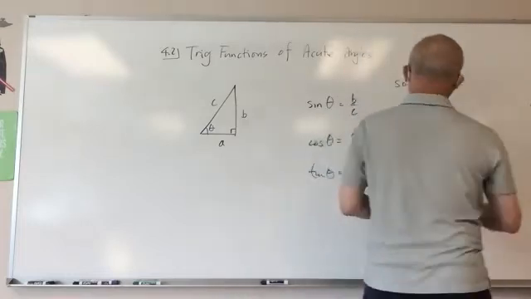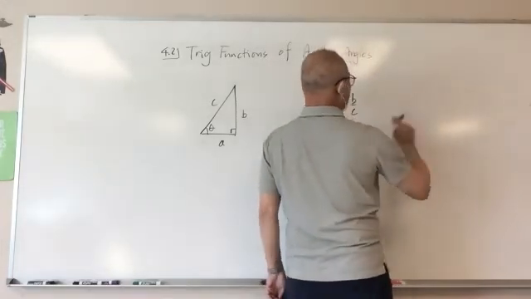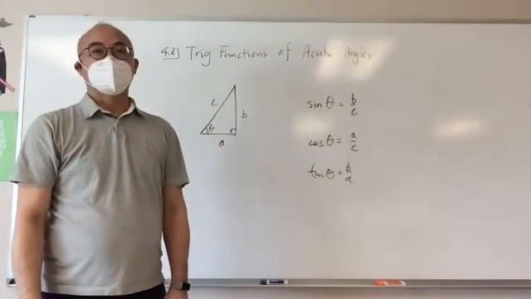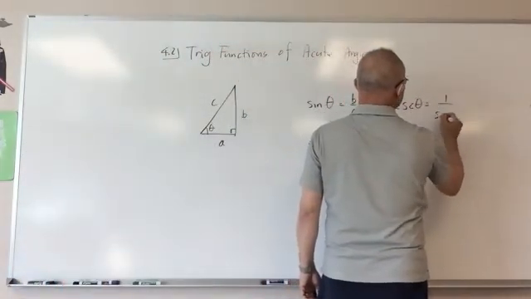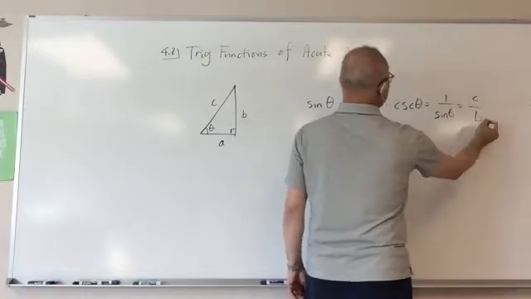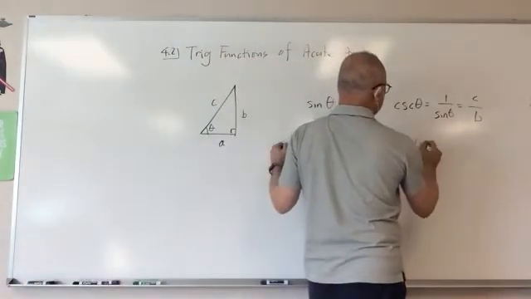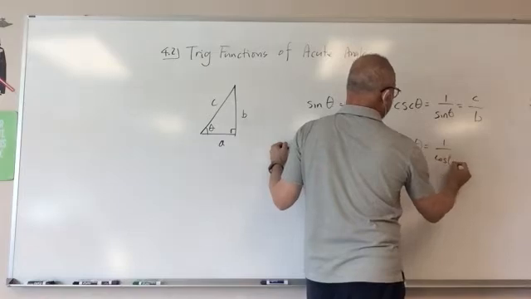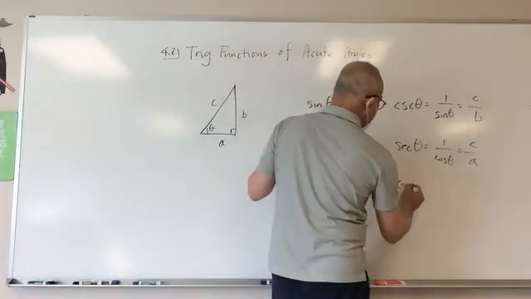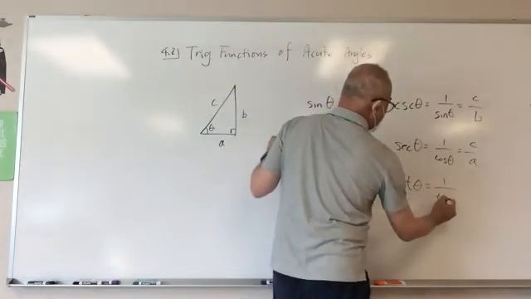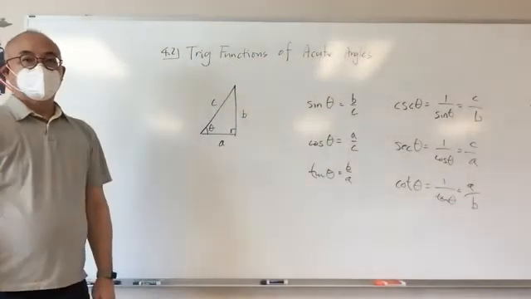Can anybody tell me what the reciprocal of sine theta is? Cosecant theta is equal to 1 over sine theta. Therefore, it would be C over B. Secant theta is 1 over cosine theta, C over A. It's a reciprocal, right? The reciprocal of tangent is cotangent, 1 over tangent theta. So it's going to be A over B.